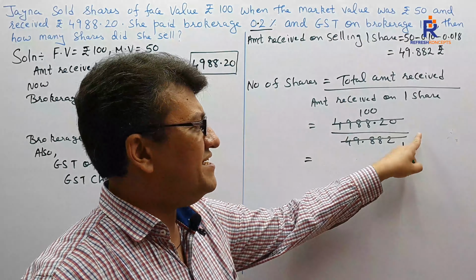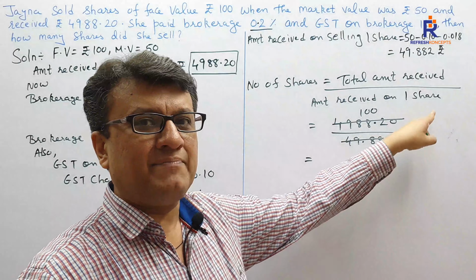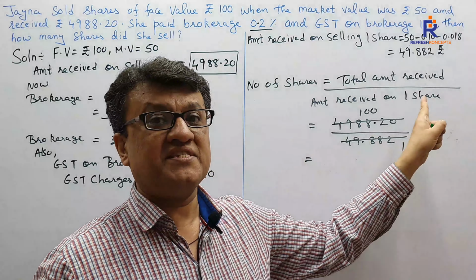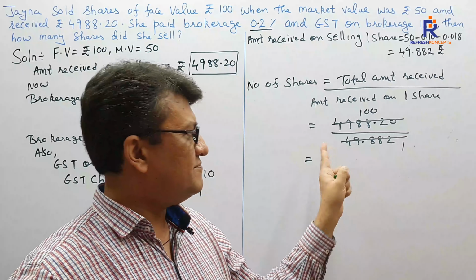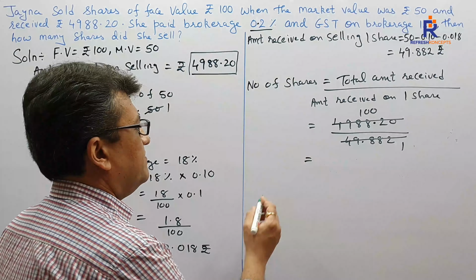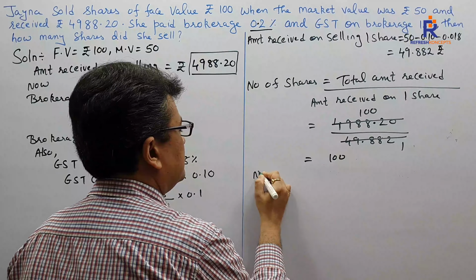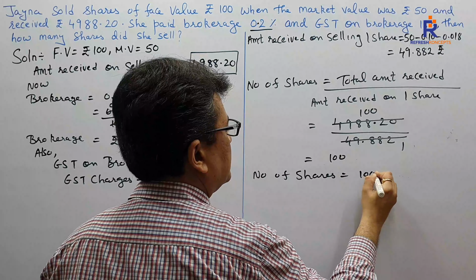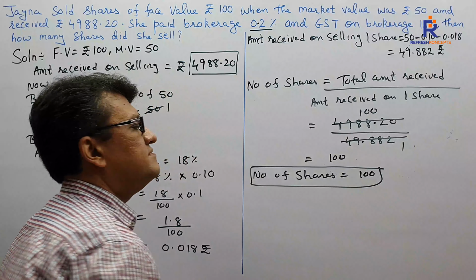So I'm not in that particular process of multiplying by 100 and 1000 and all that stuff. That is what I did for your reference, that people will do it this way. I'll simply take it. So the number of shares is 100. As simple as that. Right, people?